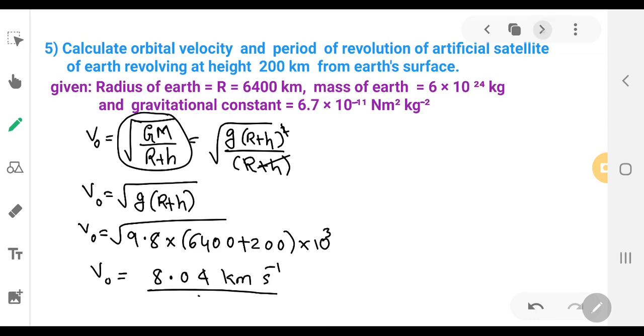So the next sub question is to calculate time period. Capital T is equal to 2π root of r plus h the whole cube divided by r plus h the whole square.